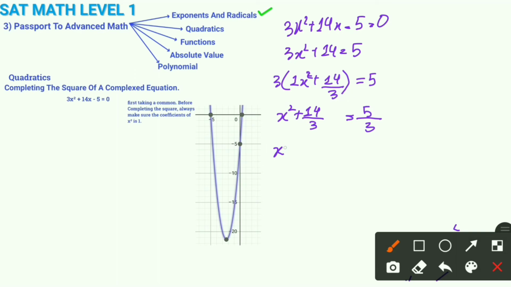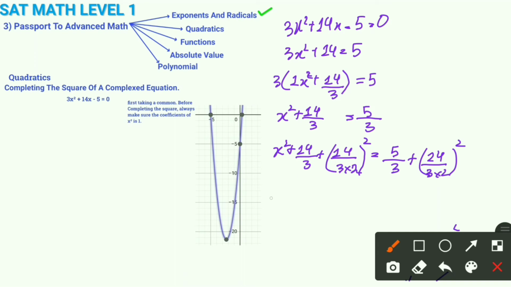And now we are going to do the completing the square. So x squared plus 14 upon 3 x plus 14 upon 3 divided by 2, and then you just square it. In here, 14 upon 3 divided by 2, squared. And so you got this 14 upon 6 squared. And I'm going to use a calculator. 5 upon 3 plus 14 upon 6 squared. So 64 upon 9. There you go.